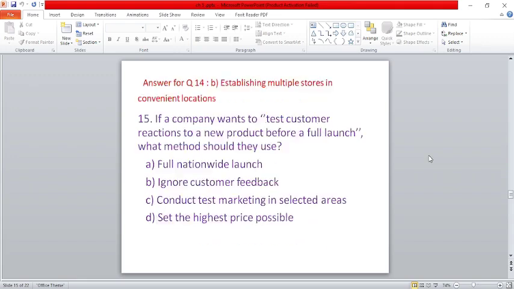Question number 15. If a company wanted to test customer reaction to a new product before a full launch, what method should they use? A. Full nationwide launch. B. Ignore customer feedback. C. Conduct test marketing in selected areas. D. Set a higher price. The answer for question number 15 is C. Conduct test marketing in selected areas.